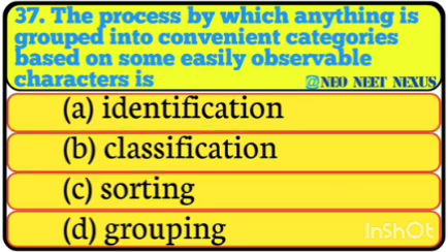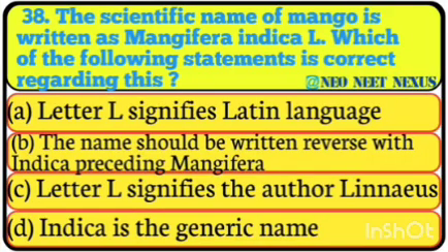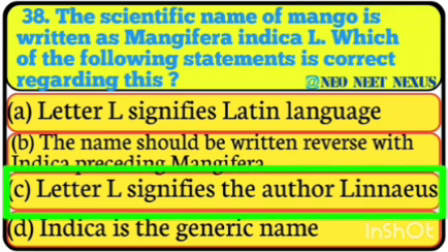Classification. Next, the scientific name of mango is written as Mangifera indica L. Which of the following statements is correct regarding this? A. Letter L signifies Latin language, B. The name should be written reverse with indica preceding Mangifera, C. Letter L signifies the author Linnaeus, D. Indica is the generic name. Correct answer is option C. Letter L signifies the author Linnaeus.